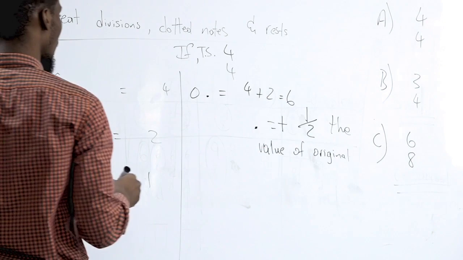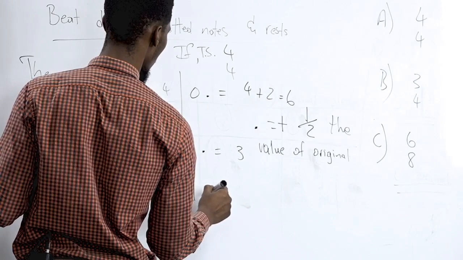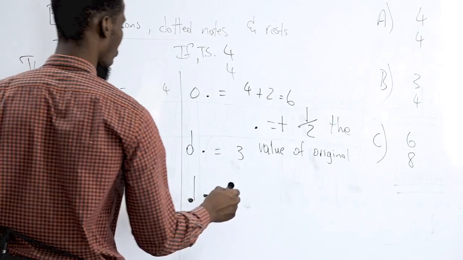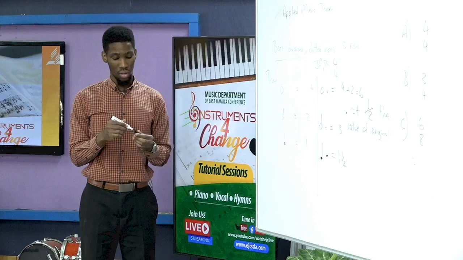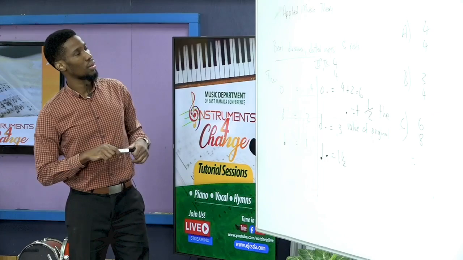A dotted minim would be how many counts? 3. And a dotted crotchet, what is half of 1? Half. 1.5. All right? 1.5. Now, this is how it would work in the context of a simple time signature, simple duple, triple or quadruple.